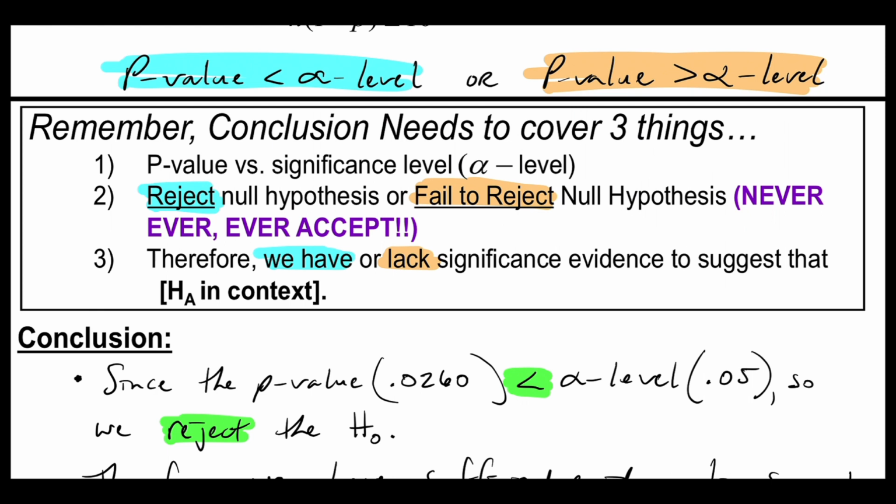If the p-value is smaller than the alpha level, you reject. If we reject, then we have enough evidence, sufficient evidence. If the p-value is too big, if it's bigger than the alpha level, we fail to reject and we lack evidence to say. We never accept. Notice nowhere in there does it say accept. It just says we lack the evidence.